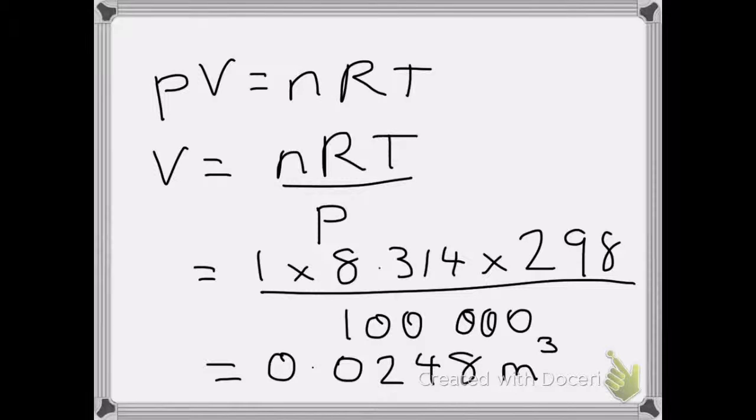Now that gets you 0.0248 meters cubed on your calculator. Now, if you turn that into decimeters cubed, that becomes 24.8 decimeters cubed, which is not too far away from what you needed to know at GCSE, that 1 mole of gas at room temperature occupies 24 dm cubed.